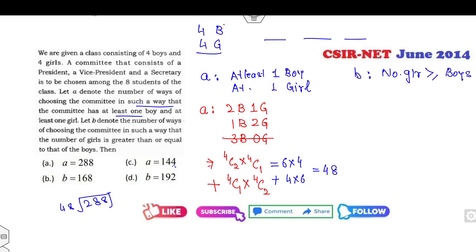Now, is 288 divisible by 48? We will see. Let me use the calculator. 288 divided by 48, yes, it is divisible. Now, how can you check which of the following options is correct?